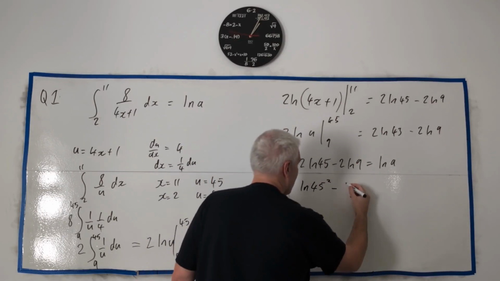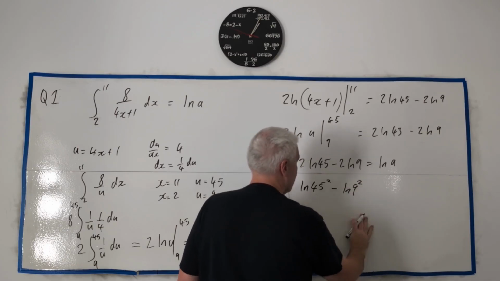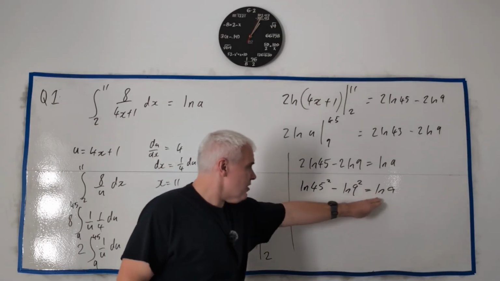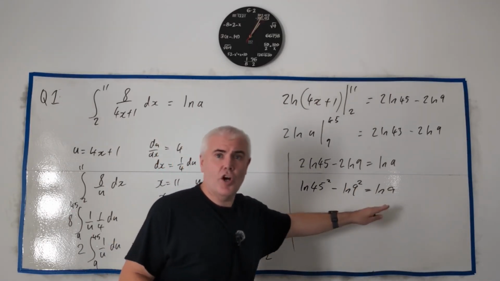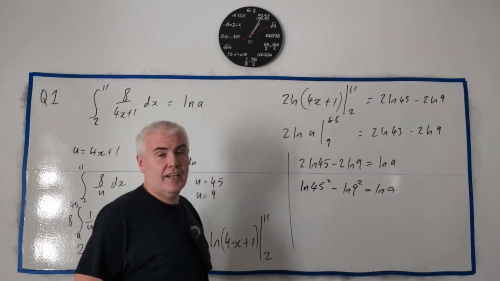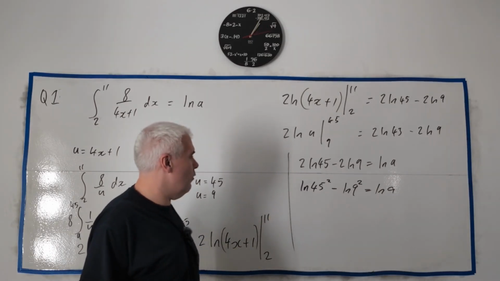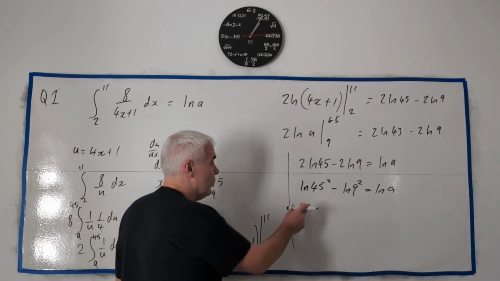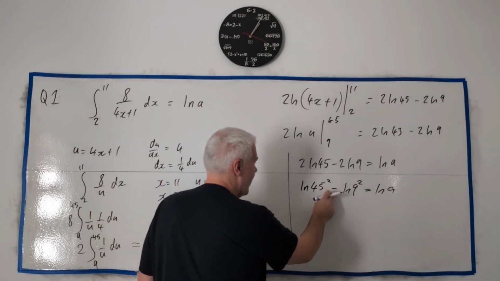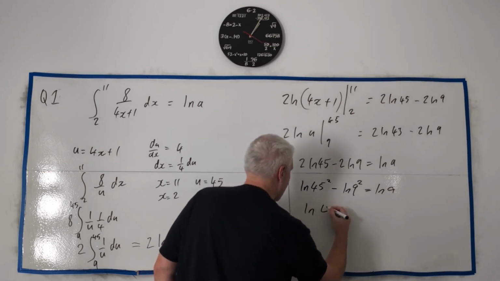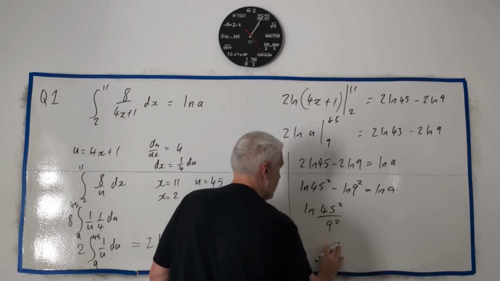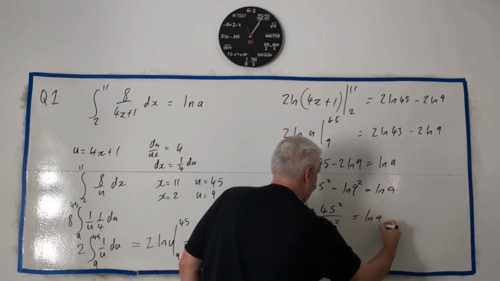Again, this 2 comes in as well. It's natural log 9 squared equals natural log A. We still can't just cancel natural logs. Natural logs don't work like multiply, I'm afraid. We need one natural log either side to cancel it out. But there is another rule for natural logs, or any logs, when they take away like this. This is the same as saying natural log 45 squared divided by 9 squared equals natural log A.